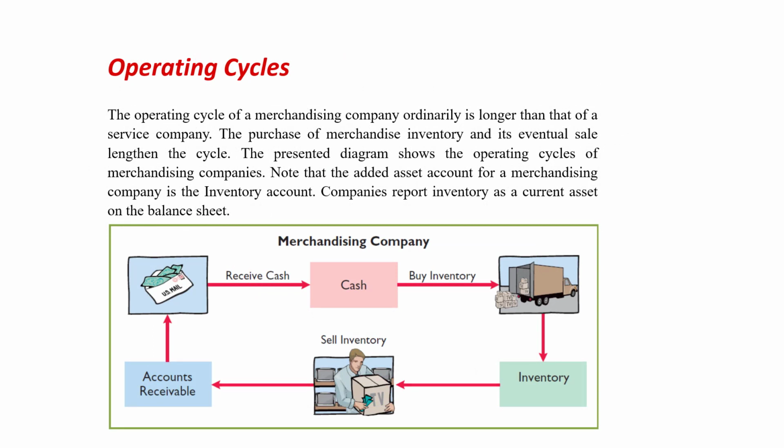The operating cycle of a merchandising company ordinarily is longer than that of a service company. The purchase of merchandise inventory and its eventual sale lengthen the cycle. The presented diagram shows the operating cycles of merchandising companies. Please note that the added asset account for a merchandising company is the inventory account. Companies report inventory as a current asset on a balance sheet.